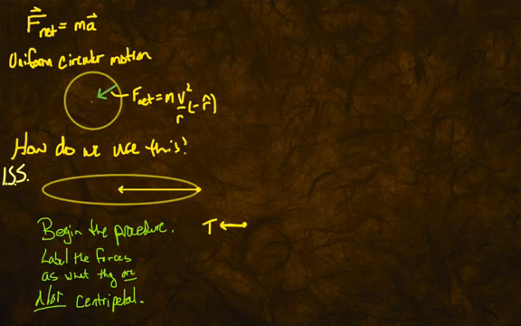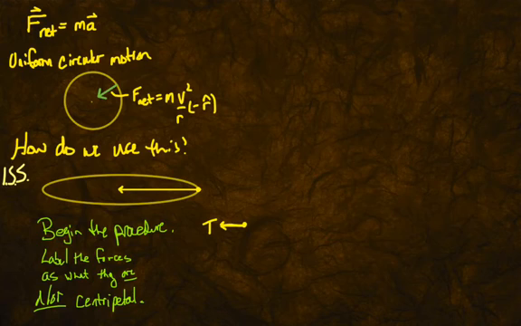So gravity can be a centripetal force. Tension can be a centripetal force. Friction can be a centripetal force. Remember, centripetal just means center pointing, or towards the center. And so there are any number of forces that can be the centripetal force keeping something traveling in a circle.